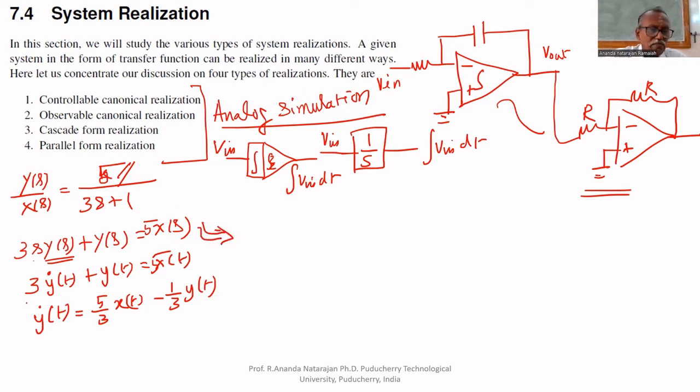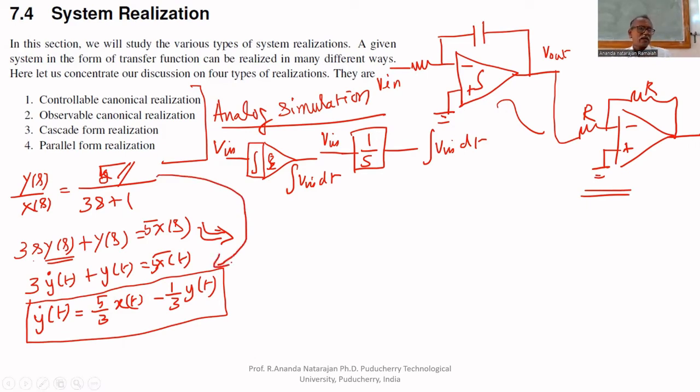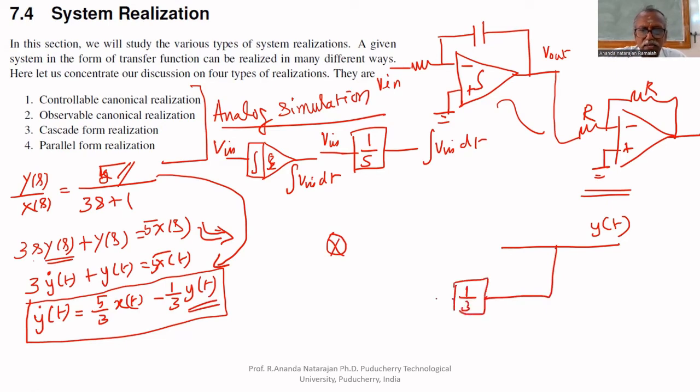I want to simulate this. For that, I am taking this. How did we obtain this? From this transfer function we got this: y dot equal to. Let us assume that y of t is available. We can simulate if y of t is available. Take a summing junction. Y of t is available. You need 1 by 3 times y of t, take it and subtract. X of t is the input.